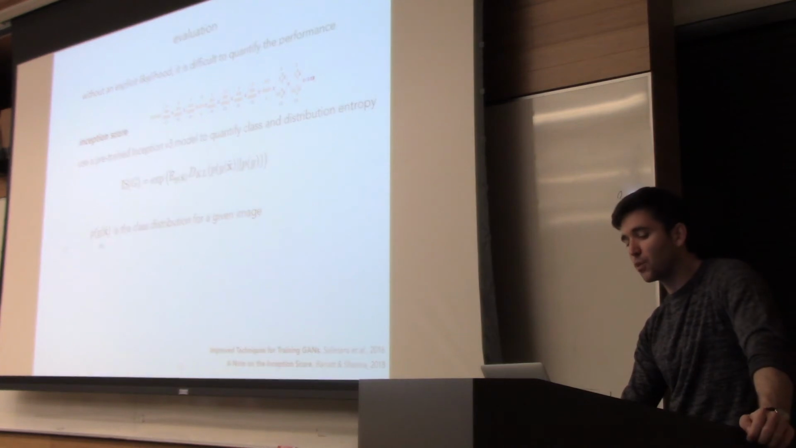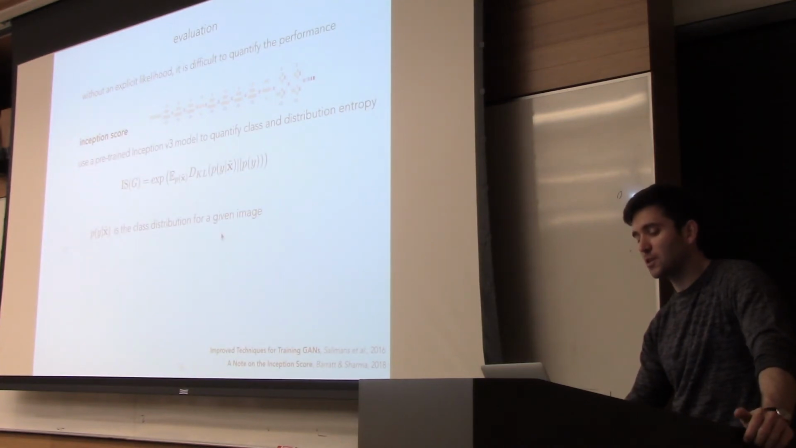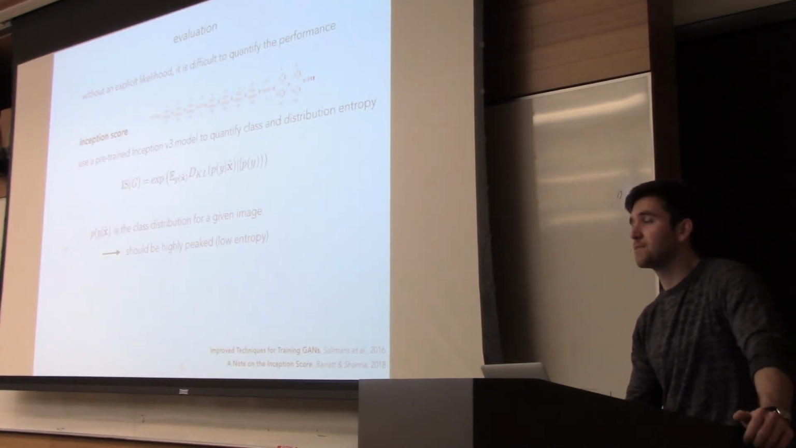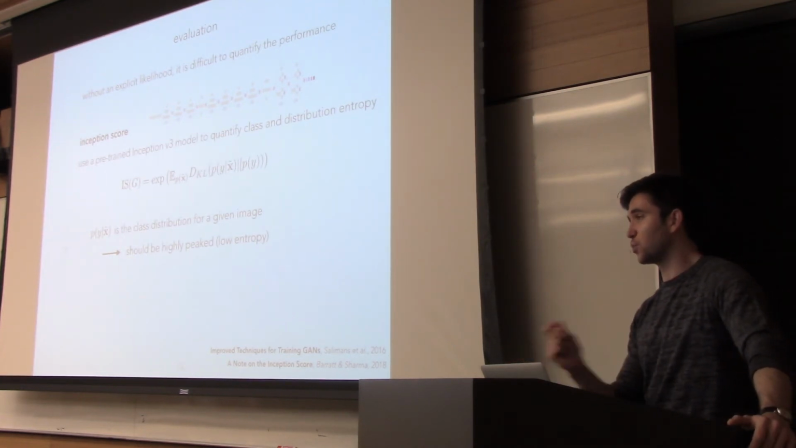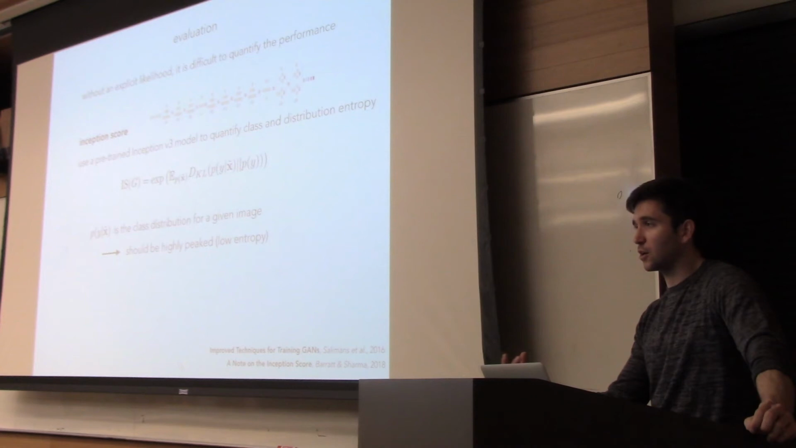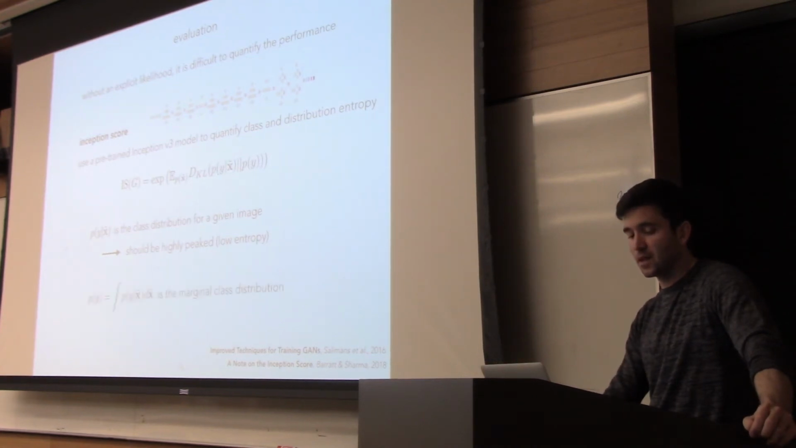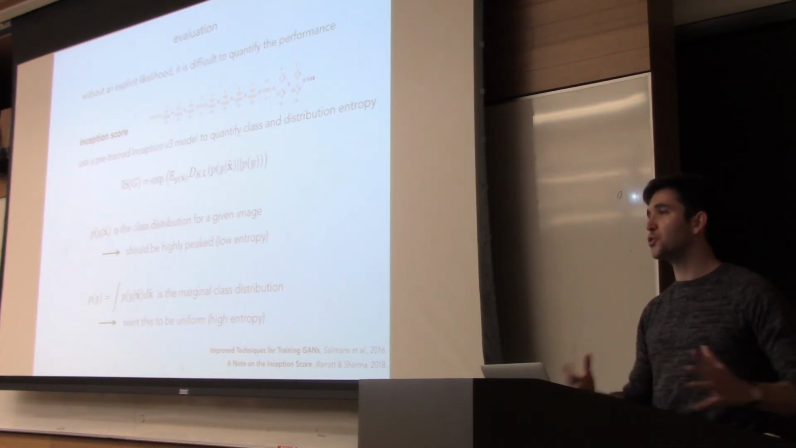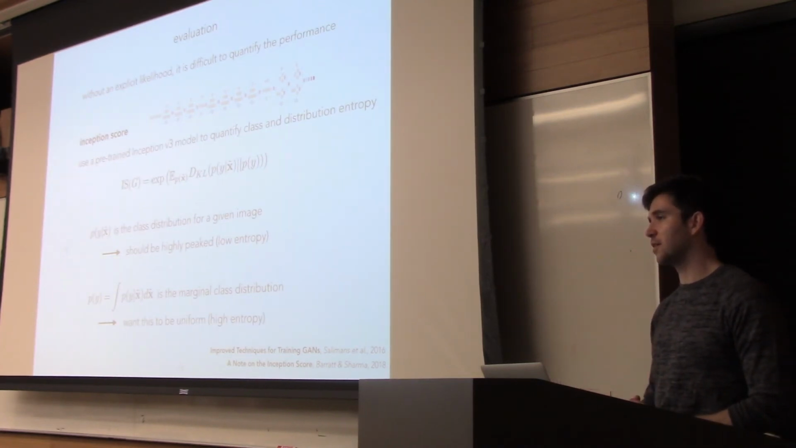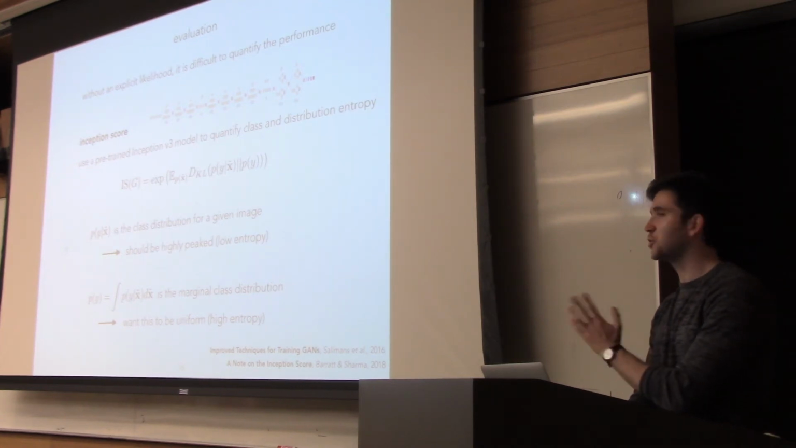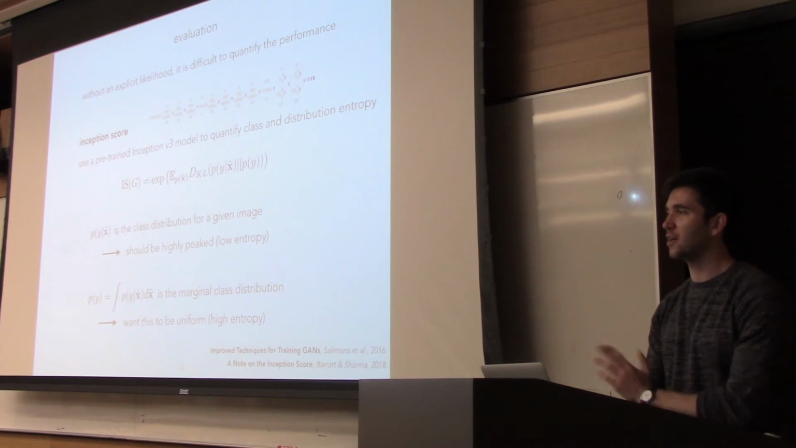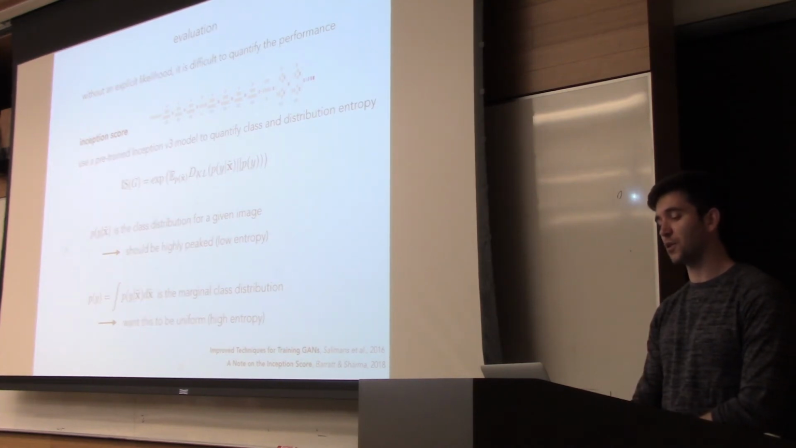So this P of y given x, for a given image, you want this to be very peaked. You'd like to be able to generate an image that looks very much like a real image class. But then this P of y here is the marginal class distribution, and you'd like this to be more uniform because you'd like to be able to generate a large diversity of different samples. So that's one kind of heuristic that people have been using. There's still a lot of ongoing work in trying to actually quantify how well these models are performing.